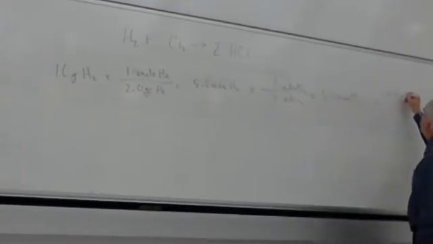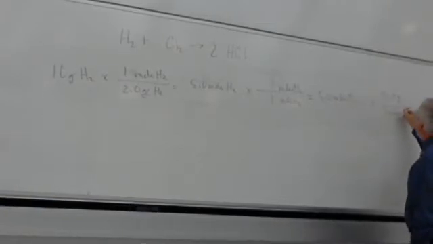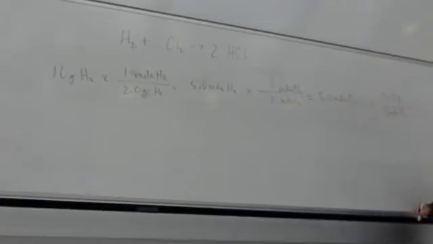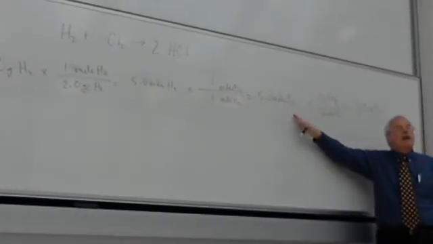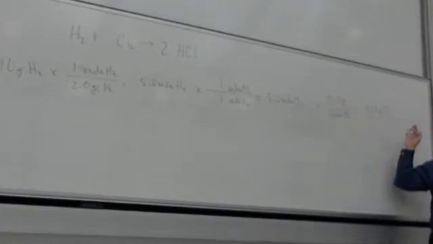35.45. Excellent guess. It's wrong, but an excellent guess. Times 2. So 71 grams for 1 mole of Cl2. Okay? And that's 355 grams of chlorine. So I can stop at moles if I'm given that option, or I can go all the way to grams if I need to get that option.